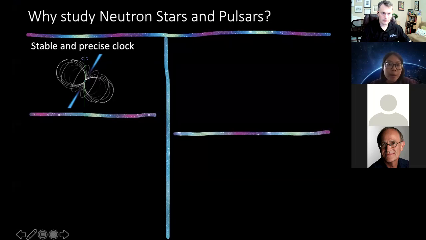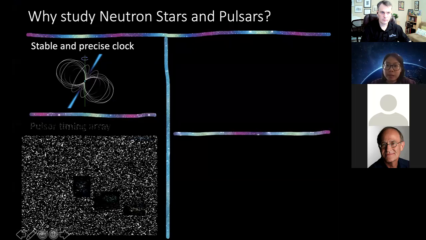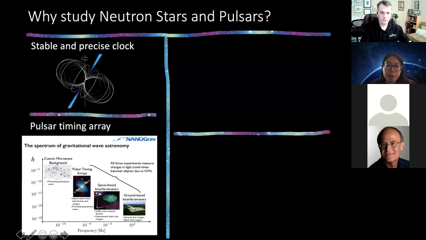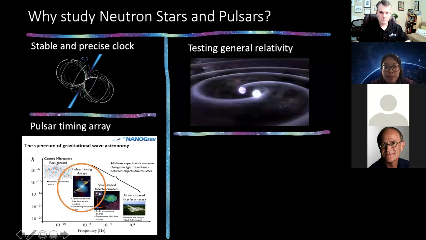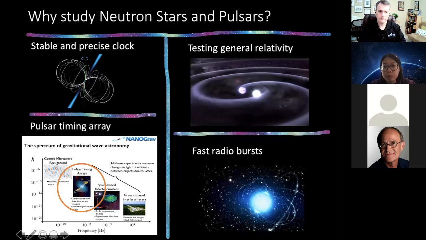And here are some specific examples on why to study neutron stars and the pulsars. Pulsars are stable and precise clocks. They can be used to detect low-frequency gravitational waves from merging massive black hole binaries. Some of the very tight neutron star binaries can be used to test general relativity. And most recently, neutron stars have been connected to the newly discovered fast radio bursts.